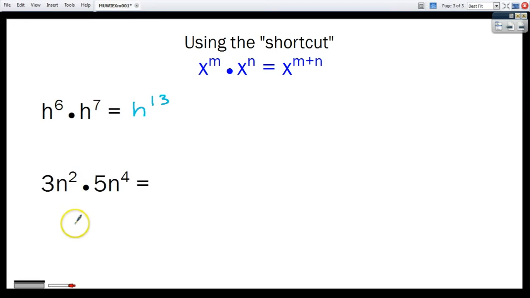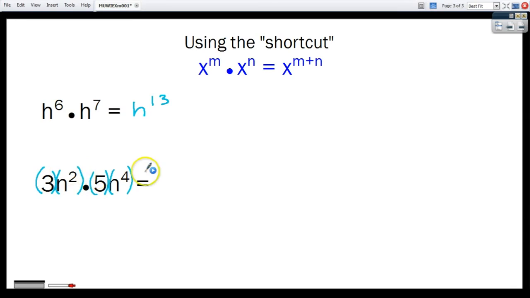Here's another one. Now, here's where we have to be careful. Just like in the last lesson with exponents of 0 and negative exponents, we have to remember that the exponent only applies to what it's directly touching. So in this case, n to the second power, but this 3 is separate. So you want to see it almost with parentheses like this: 3 times n to the second, 5 times n to the fourth. That way we don't mix up what the exponent applies to and what it doesn't.